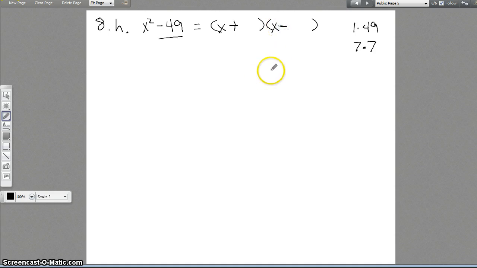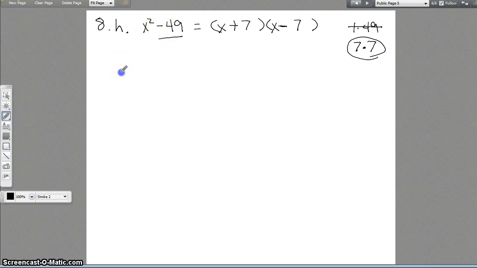So what that means is that when we find the difference of the two numbers, the difference has to be 0. Well, the difference between 49 and 1 is 48, so that one won't work. But the difference between 7 and 7 is 0, so that's the pair that we need. So when we look at this, 7 times a negative 7, that will give us negative 49. And when we add a positive 7 and a negative 7, that gives us 0. And there is no middle term, so that works.